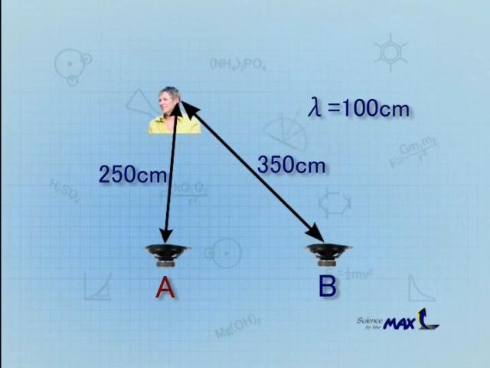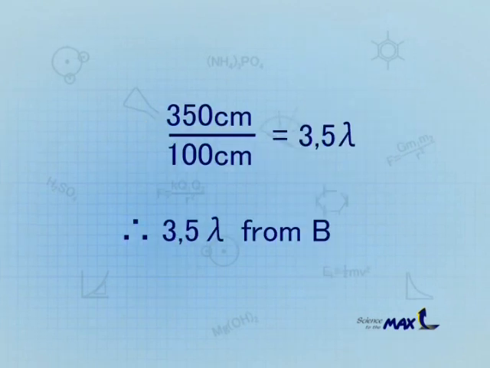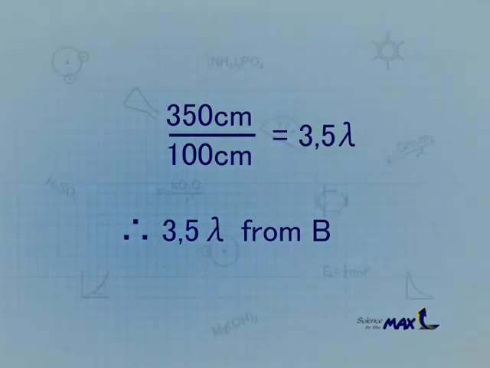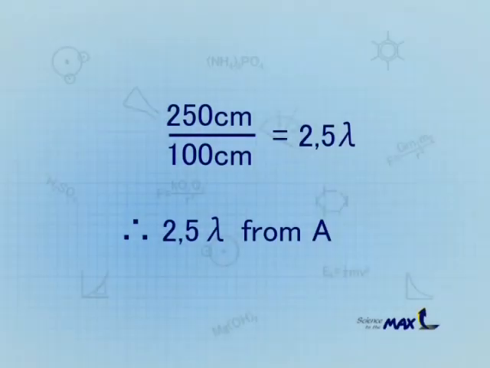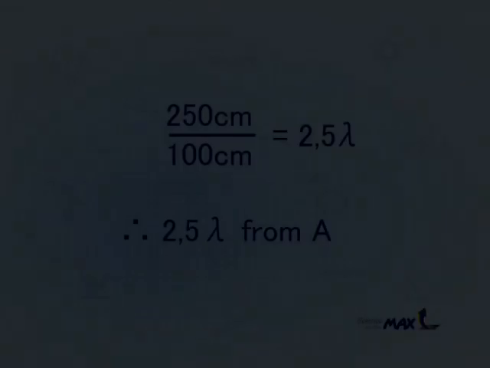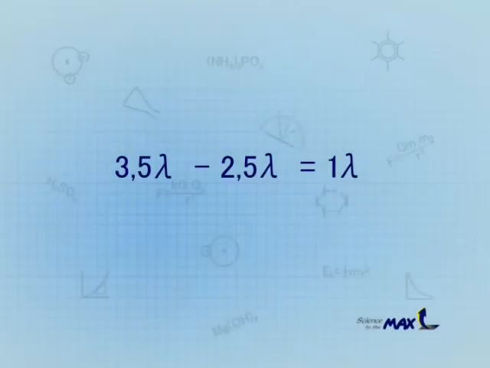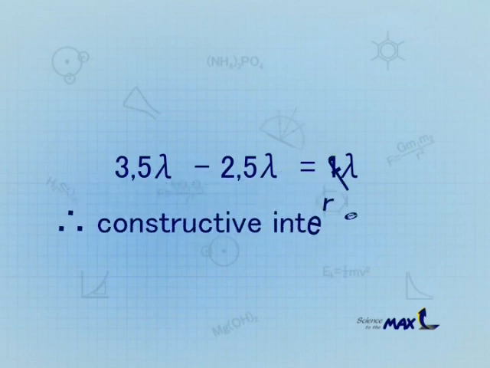Divide the distances by the wavelength to find the number of wavelengths. 350 divided by 100 equals 3,5 lambda. And 250 divided by 100 equals 2,5 lambda. 3,5 lambda minus 2,5 lambda equals 1 lambda, which is a whole number. Therefore, Judy will experience constructive interference.